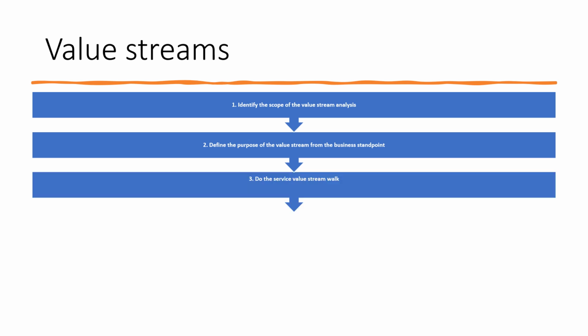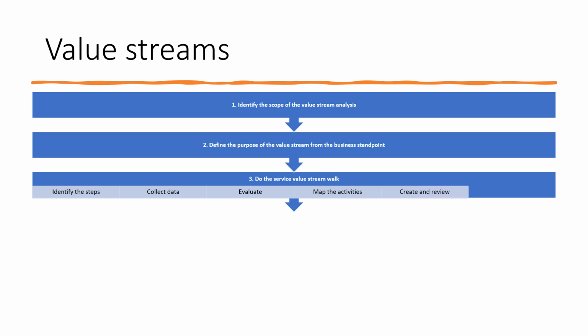The third step: do the service value stream work. Consider the lean technique of Gemba. Identify the workflow steps. Also look at possible inputs from other practices. Collect data as you walk. Evaluate the workflow steps. Map the activities of the information flows. Create and review the timeline and resource level. Map out process times and lead times for resources and workflow through the workflow steps.